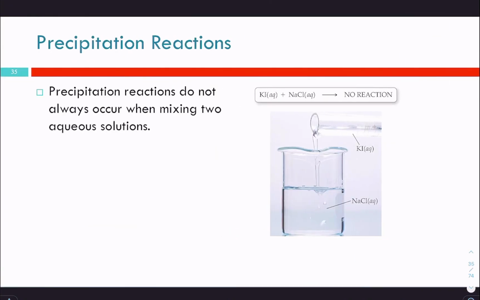So you don't always get precipitation reactions when mixing aqueous solutions. Sometimes you get no reaction. So if you mix potassium iodide and sodium chloride, nothing will happen. You won't get a precipitate, you won't even get it generating heat. There's just no reaction there. And so that is one of the possibilities. So the standard question to ask on an exam would be, they give you two reactants and say, does this produce a reaction? Then you have to look at solubility rules, see if any of those things form solids, and then either write the reaction or no reaction.